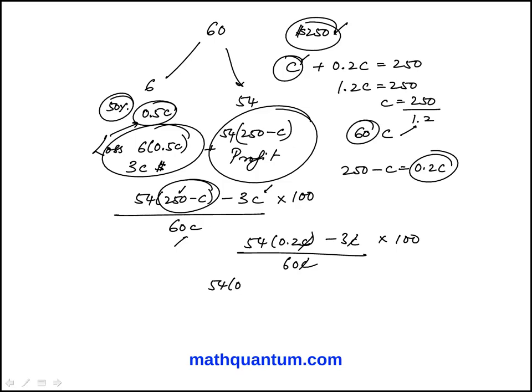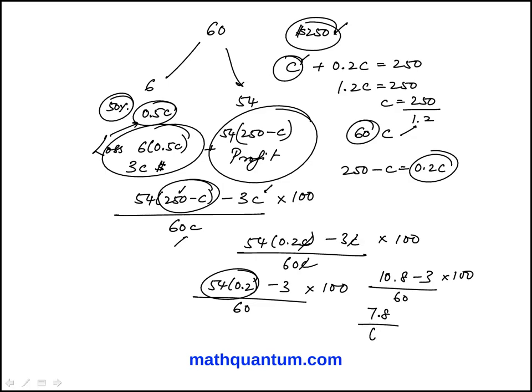So I have 54 times 0.2 minus 3, over 60, times 100. And 54 times 2 is 108, and move a decimal, 10.8 minus 3 over 60 times 100. That's 7.8 over 60. Knock this 0, knock that, make it 78 over 6. 6 times 1 is 6. 6 times 3 is 18, so the answer is 13%, which is choice D.